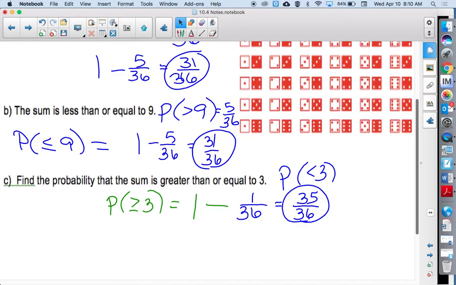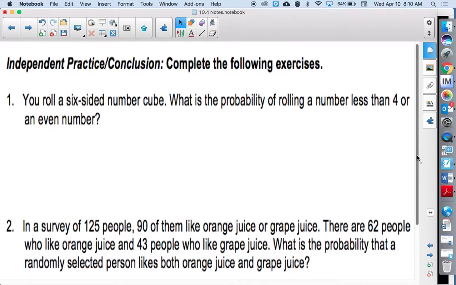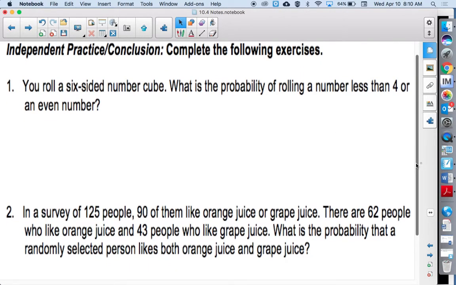So I believe there are a handful of practice problems on the last page. So think about rolling a 6-sided number cube or die. Find the probability that the value that you're rolling is less than 4, so not greater than 4, just less than, or an even number. Number 2, you're going to use the formula. Plug in the pieces that you know to see if you can find the probability of both.